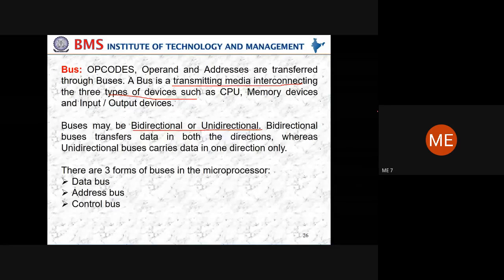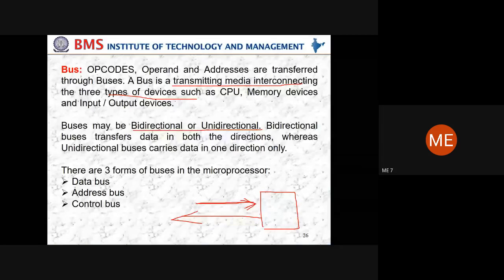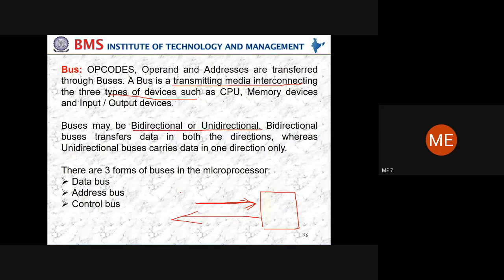Bidirectional buses transfer the data in both directions. That means it sends the data to a particular location, for example a memory location, and from there I can also retrieve the data. That is bidirectional. In unidirectional, I can only send the data. That is generally the address. Address is only unidirectional. Data is bidirectional. As simple as that.